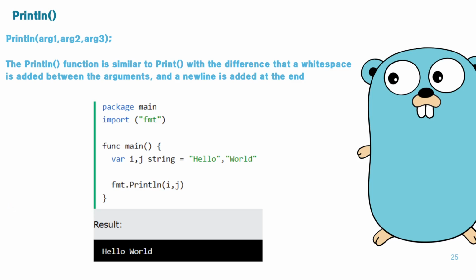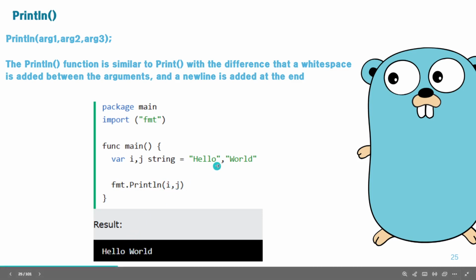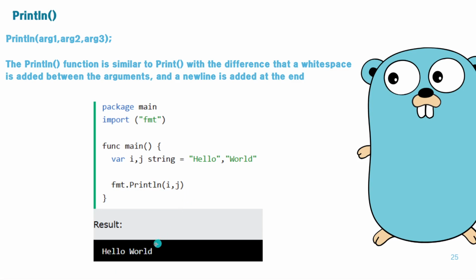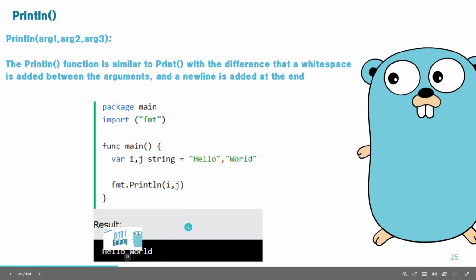The println function is similar to print, but it adds a space between arguments and a new line at the end. So it's just that it has added a space between these two values. And also, if I try to print anything else on the next line, it will add it on the next line and not on the same line.